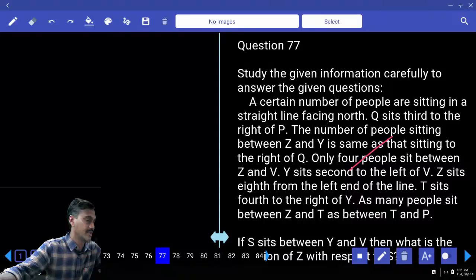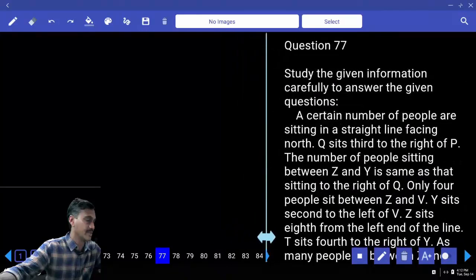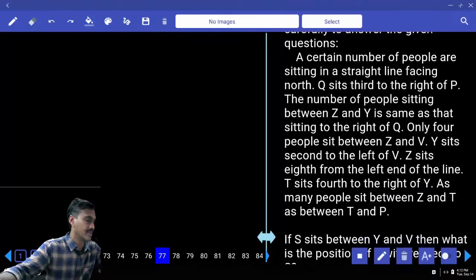Done? And next one, 77 to 79. Now in this 77 to 79, it is a certain number of persons, it should be the second priority. And Q sits to the right of P. Q sits to the right of P. P is here 1, 2, 3, Q is here. Does it fit? Q sits to the right of P. Number of people sitting between Z and Y is the same as the number of persons sitting to the right of Q.